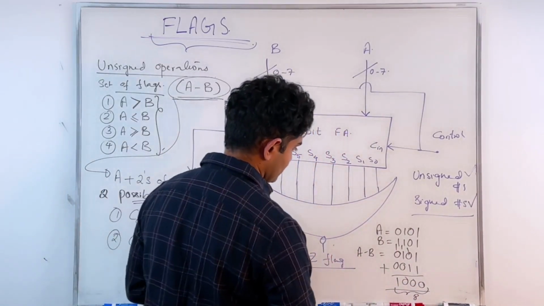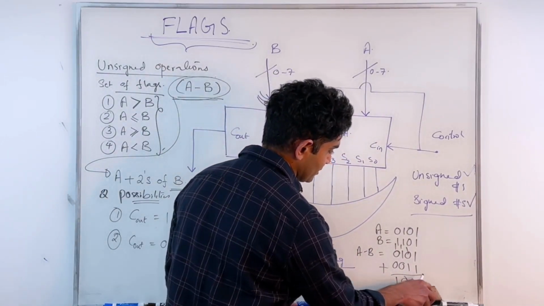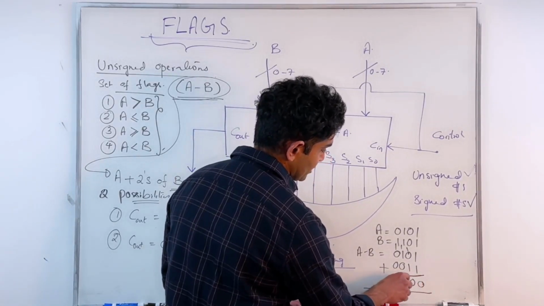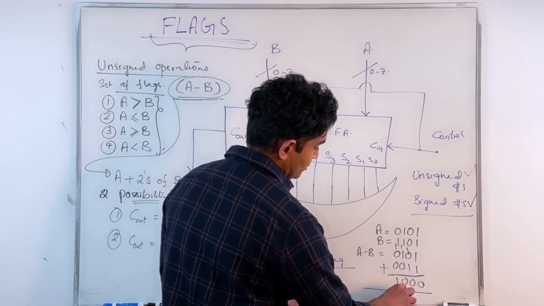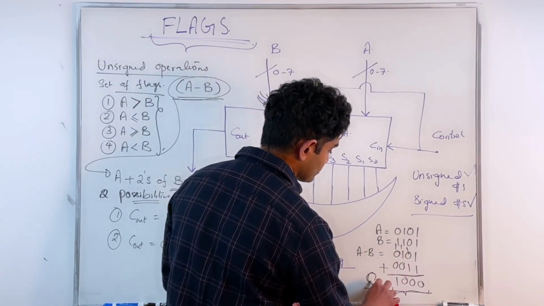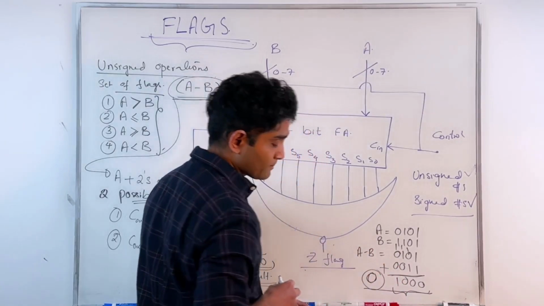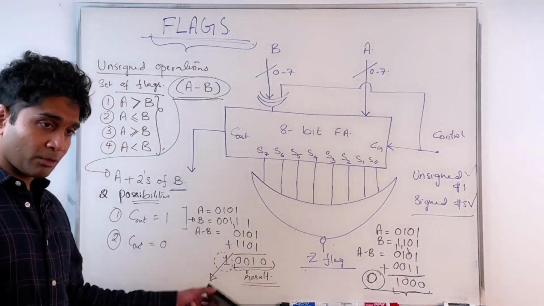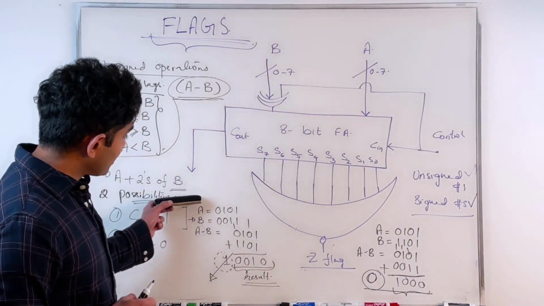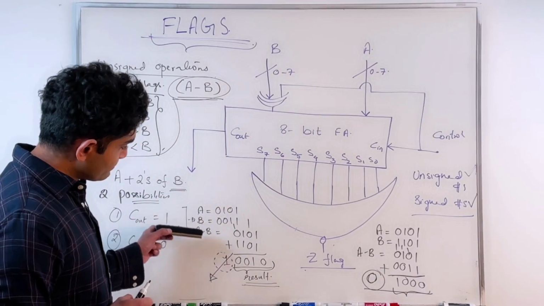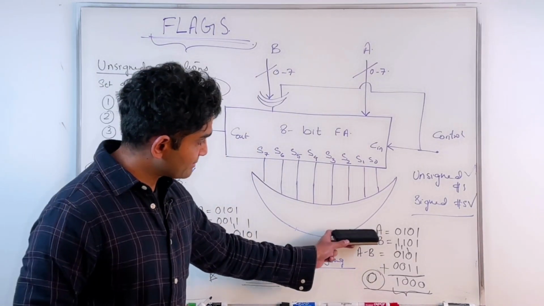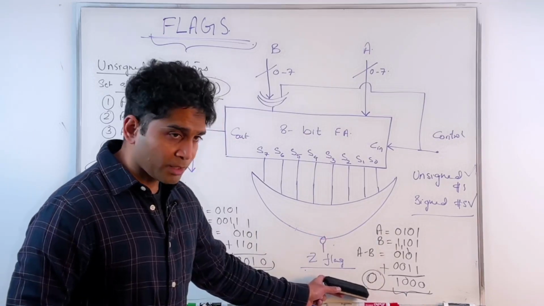I'm sorry, that's not 8. Let's not worry about this. These are unsigned numbers. Okay, so let's not worry about this. And my C out here is 0. So you can already see I'm getting a clue here. When A is larger than B, I produce C out. When A is less than B, I do not produce a C out.